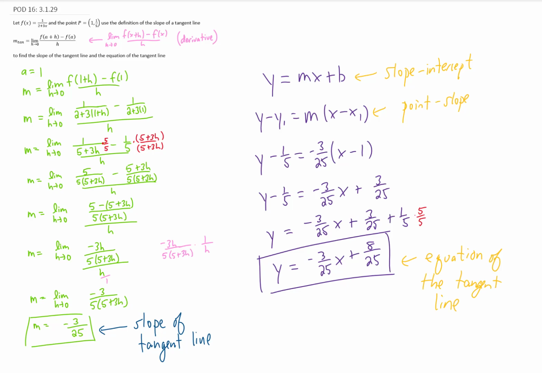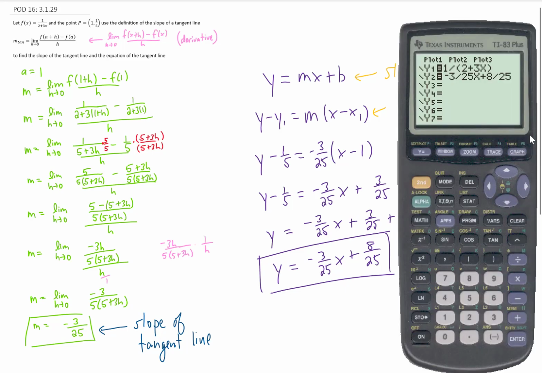Now you could graph this original function and you could graph this tangent line. I just did it on my old calculator emulator here. I had to play with the window quite a bit, but you can see that our function f of x is right here, and the tangent line that we just found just touches that function once at the point 1, 1/5 right here. So this checks out. It looks like we did this problem correctly.